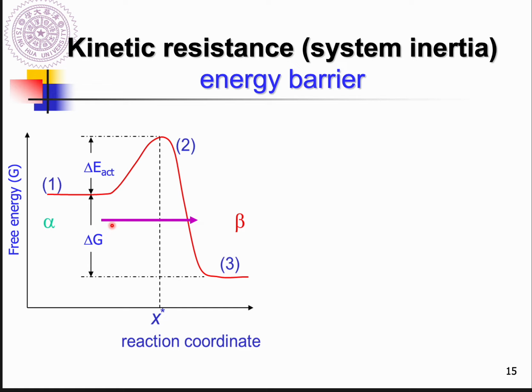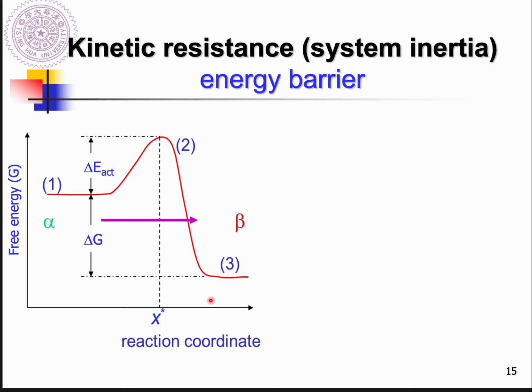Okay, so next I'm going to give you another example, to talk more about the energy barrier, or system inertia. This example will be the phase transformation. Now we have an alpha phase, and we're going to transform, or react, to become the beta phase. Let's take a look at these figures. The vertical axis is the free energy, and the horizontal axis represents the reaction coordinate.